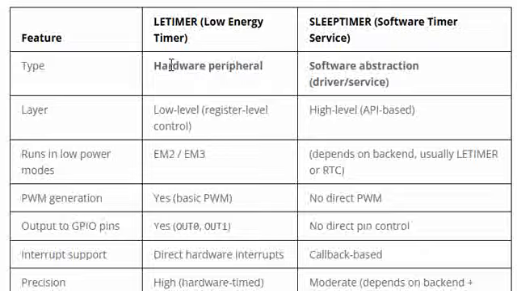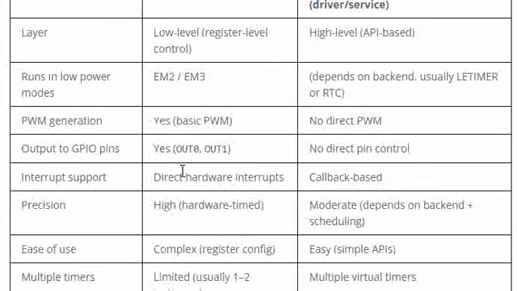but at the high level, it is all functions based. And the LE timer is actually a low energy timer which works in low power modes like EM2 and EM3. Sleep timer can also work in low power modes, and as it is dependent on LE timer in the background, it can also work in low power modes. LE timer can generate PWMs. So the basic PWM on the pin outputs, whereas the sleep timer cannot generate a direct PWM. So that's one basic difference.